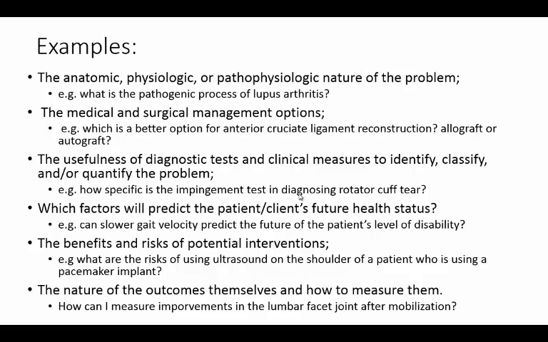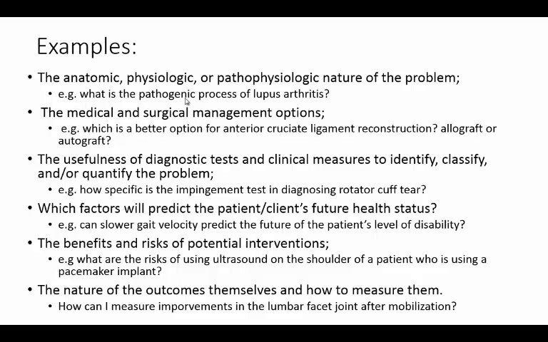The questions that you might have in the clinic can be related to either the anatomy, physiology, pathology of the disease or the problem. I have a question here, for example, what is the pathogenic process of lupus arthritis? For example, if you have a patient with systemic lupus erythematosus and she has problems with her knee, what kind of problem is it? Is it an inflammatory arthritis? Is it an autoimmune arthritis? Is it degenerative arthritis? What is the type of problem that she has? So this is one of the questions that you might have in the clinic.